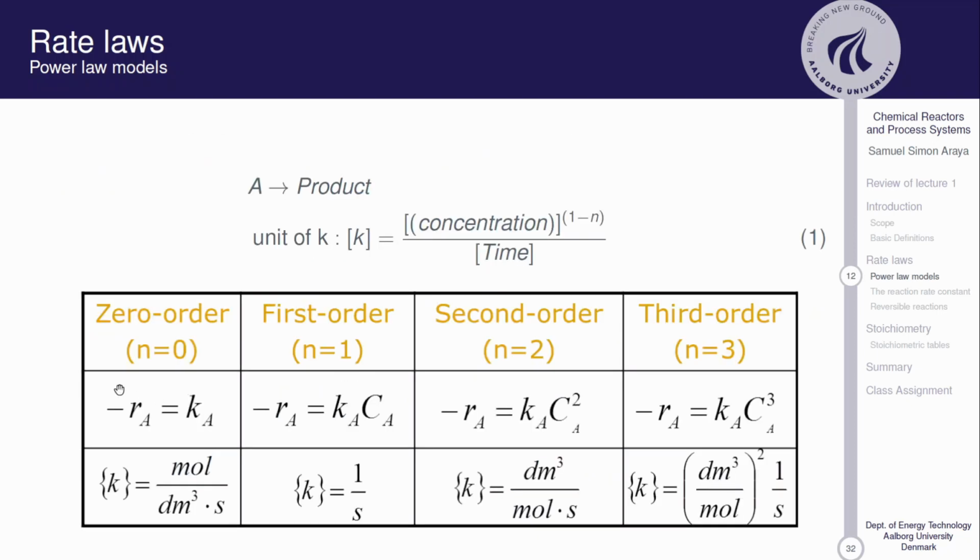This is for zero order, where K basically becomes the rate of reaction, because the rate of reaction in this case does not depend on concentration. For the first order, we have the same. In order to get the units of K, we divide the units of the rate by the units of concentration, and then we are left with 1 over time, and so on. And this is the generic unit, but it depends obviously on the order of the reaction.